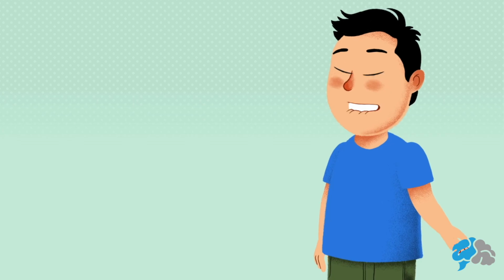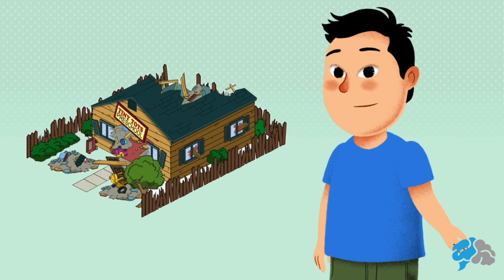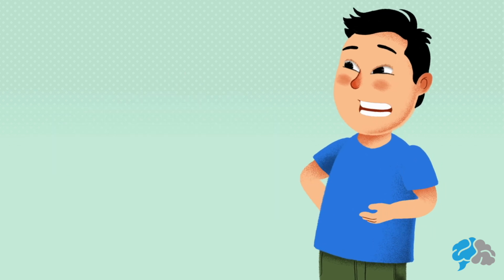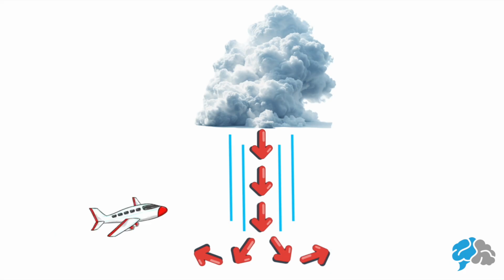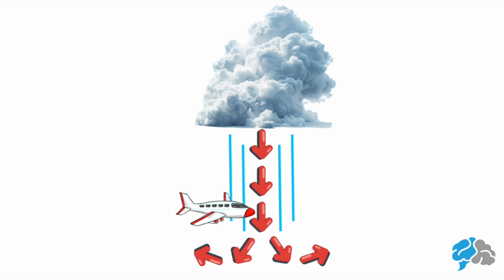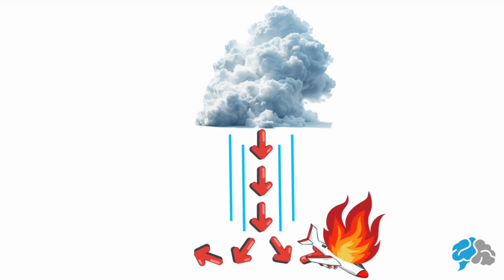They only last a few minutes but can cause a lot of damage to trees and buildings, and they are very dangerous to airplanes because the strong winds that flow downward within a microburst can push planes toward the ground very suddenly, sometimes causing them to crash.